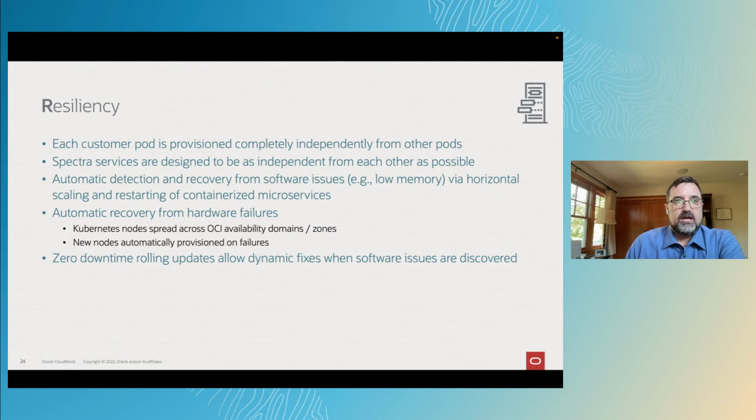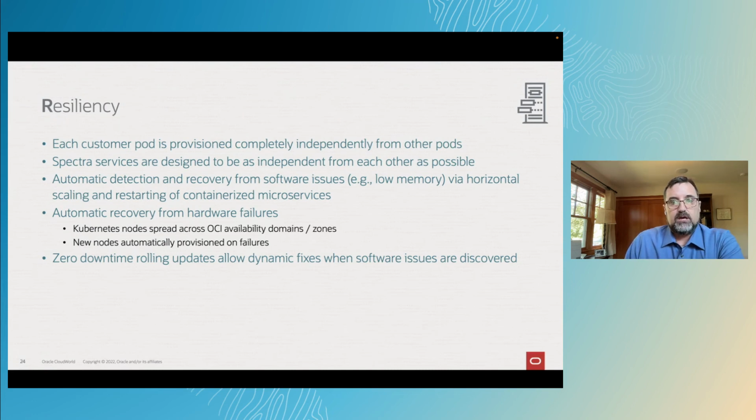Resiliency, again, this is a cloud native core tenet. We provision customer pods completely independent from the other pods. The services are designed to be independent, and we attempt to detect and recover from things like software issues automatically via that horizontal scaling. So if there's a piece of software that maybe has a slow memory leak, runs out of memory, Kubernetes, the system, is going to automatically provision more and replace those ones that have failed because of low memory.